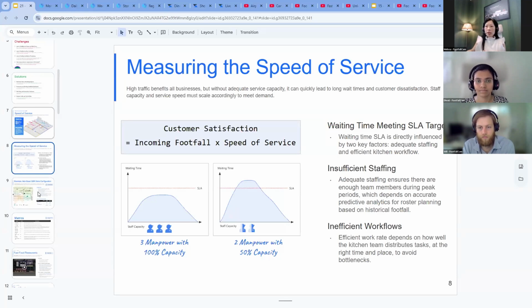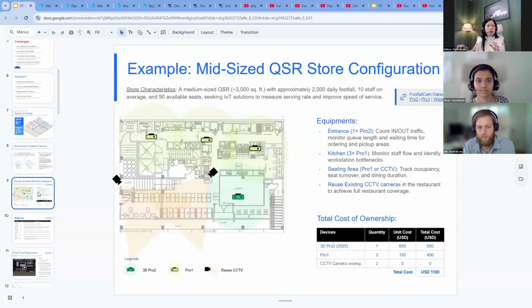So let's look at an example. This is probably one of the most important slides in this presentation: how do we implement this and how much does it cost? Honestly, if the system is too expensive, many businesses will just ask, why bother, right? But at the right price point, where we are offering, which is about 1,000 US dollars, this then becomes almost a must-have for many fast food restaurants and any QSR.